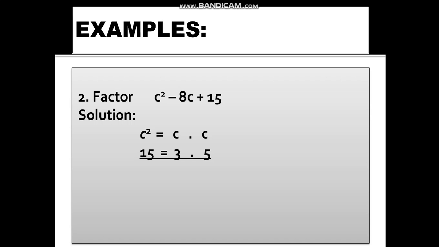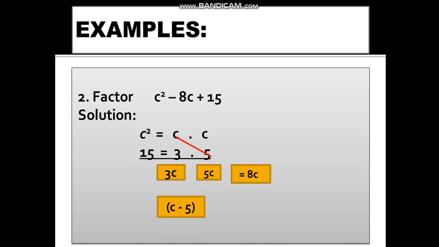Again, let us multiply c and 3. So the answer is 3c. Multiply c times 5. So the answer is 5c. Then we're going to add 3c plus 5c. So the result is 8c. Look at the middle term in our trinomial. It is negative, so we're going to use negative signs in our factors. So the factors of number 2 are c minus 5 and c minus 3. So that is now our answer in number 2. I hope you can still follow.